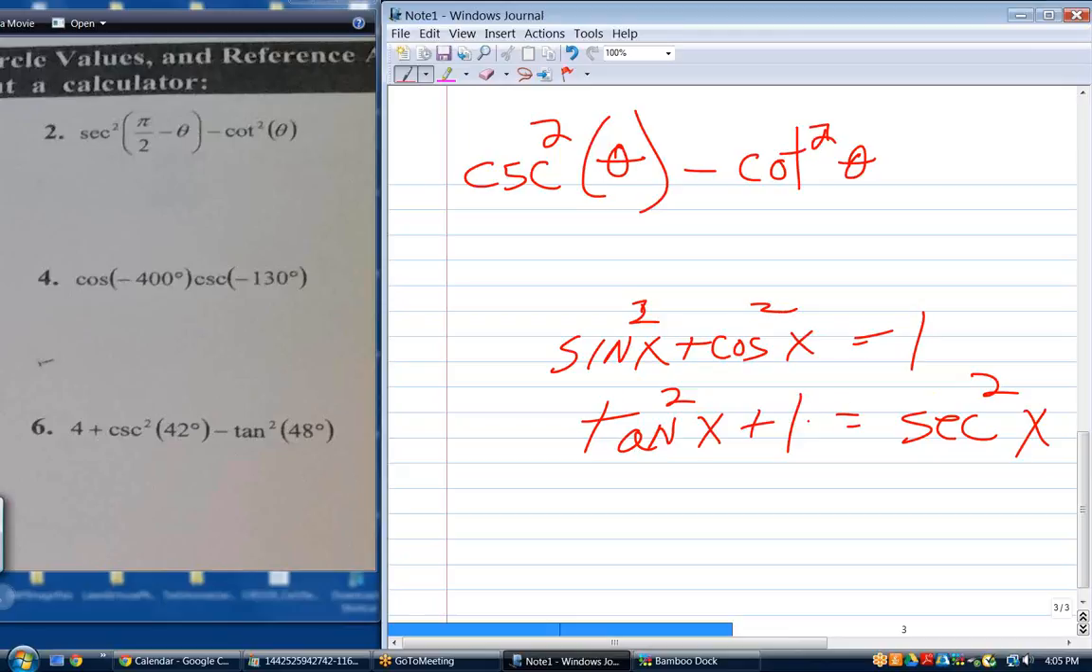So what's the cofunction of tangent? It's cotangent squared plus 1. And the cofunction of that is cosecant squared x.